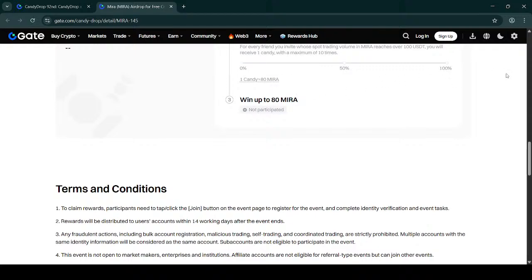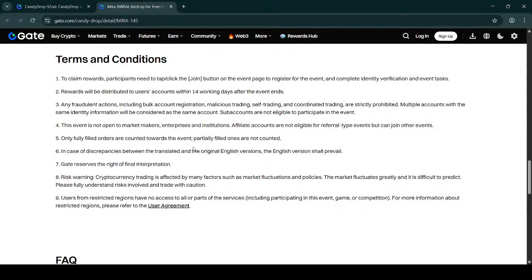So the terms and conditions, guys, are about how to claim and participate. You need to tap and click the join button on the event page, register for the event, complete identity verification and event tasks, and the reward will be distributed to the user's account within 40 working days after the event, guys.